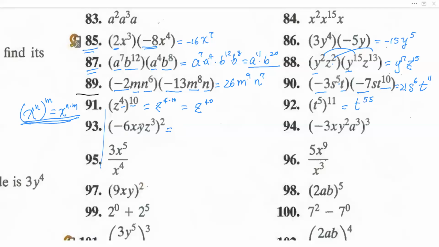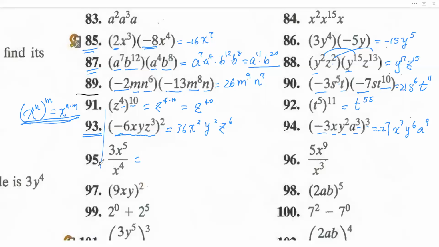What about this one? This one also 93. 93. So this is the base, right? Square. So each of the factors square. -6 becomes 36. X square. Y square. Z power 6, right? So each of the factors cubic. So here became -27. X power 3. Y power 6. A power 9, right? Because 3 times 3, you got 9, right?